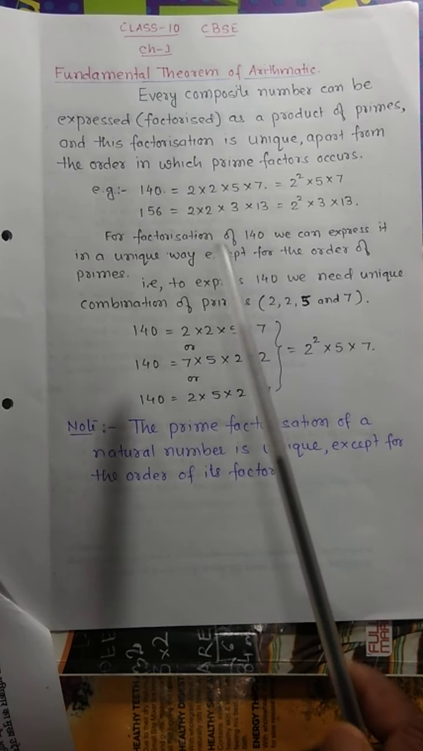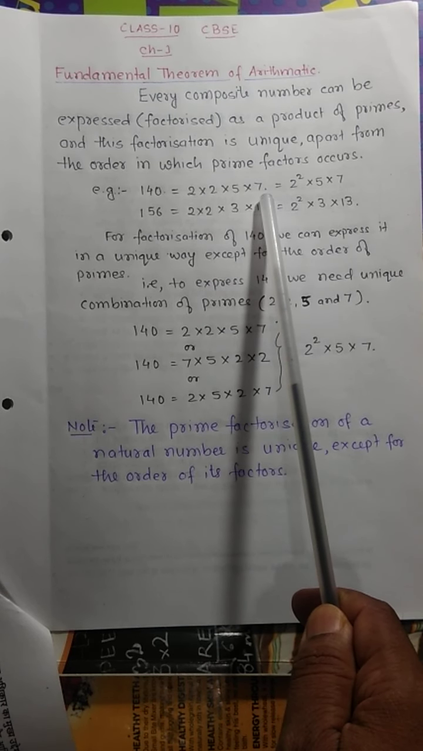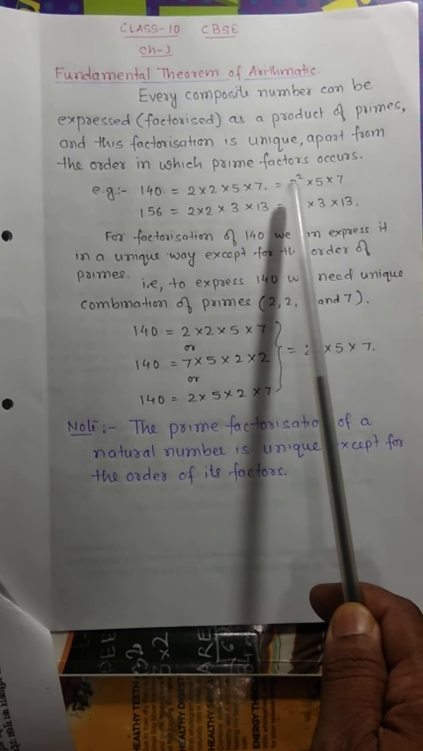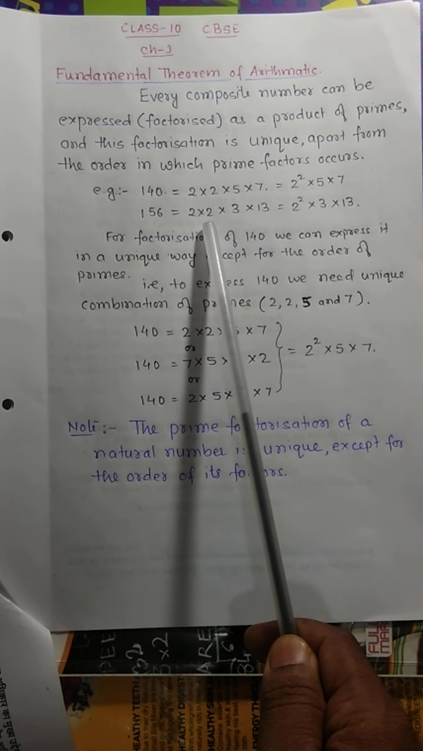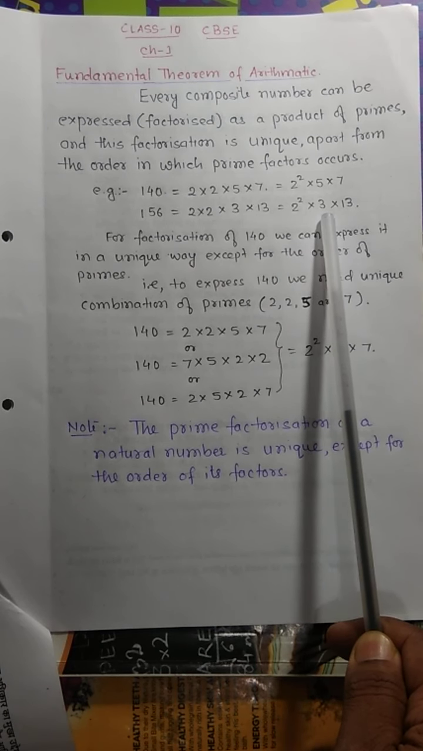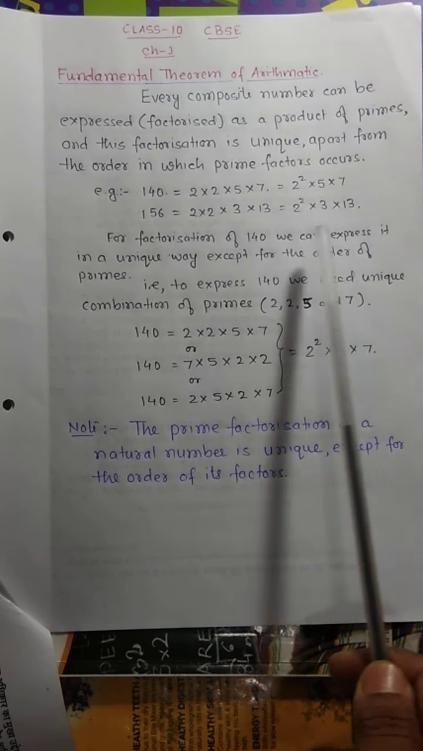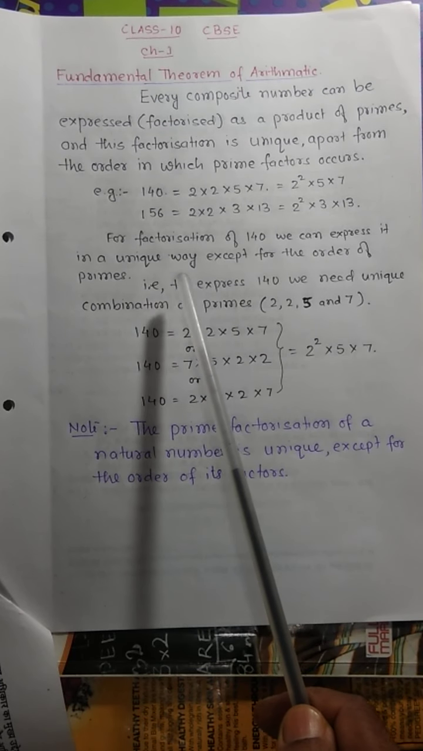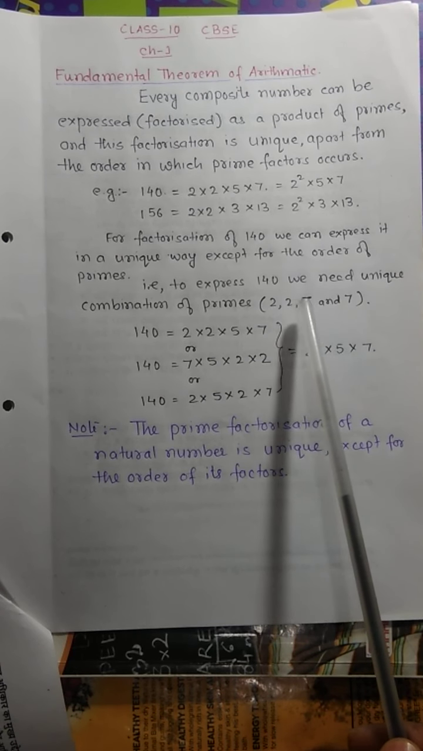Just for an example, 140 can be written as 2 into 2 into 5 into 7. It's the product of prime numbers 2, 2, 5 and 7. We can write it as 2 power 2 multiply 5 multiply 7. And 156 can be written as 2 multiply 2 multiply 3 multiply 13, or 2 power 2 multiply 3 multiply 13. For factorization of 140, we can express it in a unique way except for the order of primes. That is, to express 140, we need the unique combination of primes 2, 2, 5 and 7.